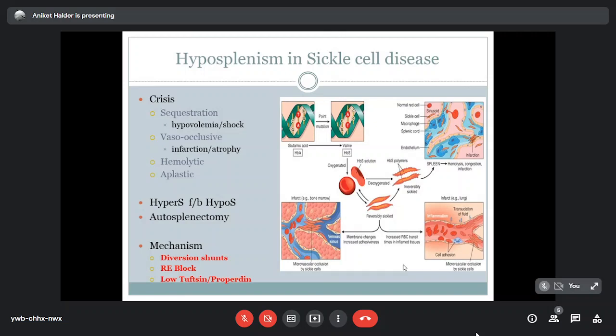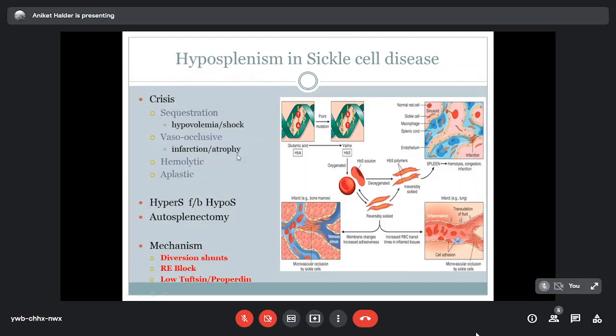In sickle cell disease, these cells are normally biconcave in shape, but when they pass through the spleen, they are subjected to oxidative stress, and during this oxidative stress, these sickle cells get denatured and bind to one another, forming the classical HbS polymers. So these sickle cells get trapped in the venous sinusoids, and they can cause sequestration and different types of crisis.